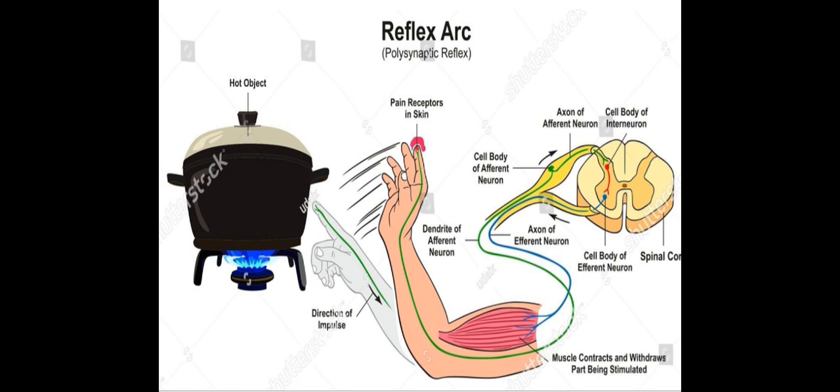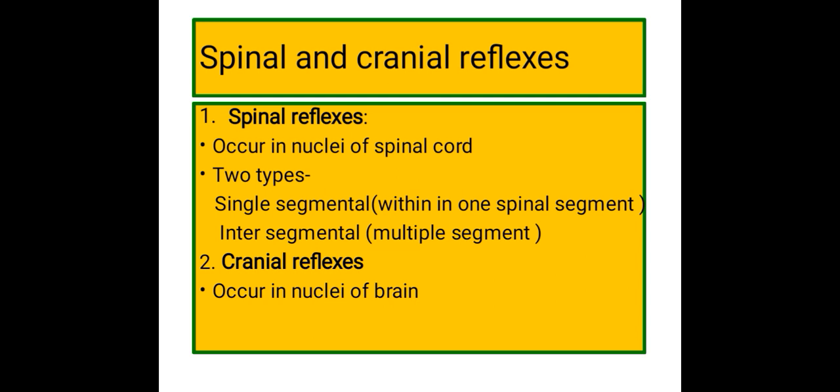Hot object, pain receptors in skin, direction of impulse, dendrite of afferent neuron, muscle contraction and withdrawal, being stimulated, axon of afferent neuron, cell body of afferent neuron, axon of afferent neuron, cell body of interneuron, cell body of afferent neuron, and spinal cord.